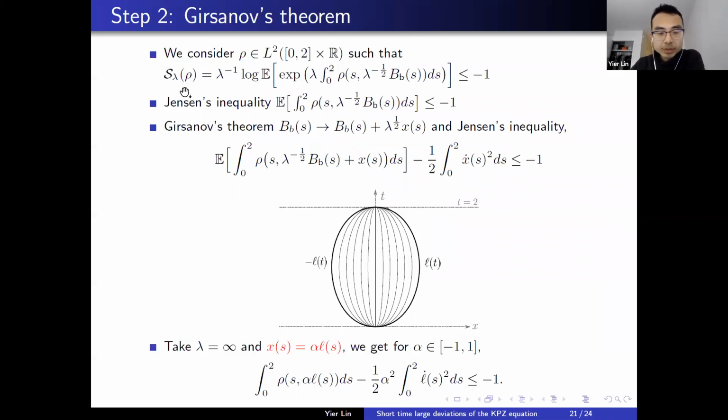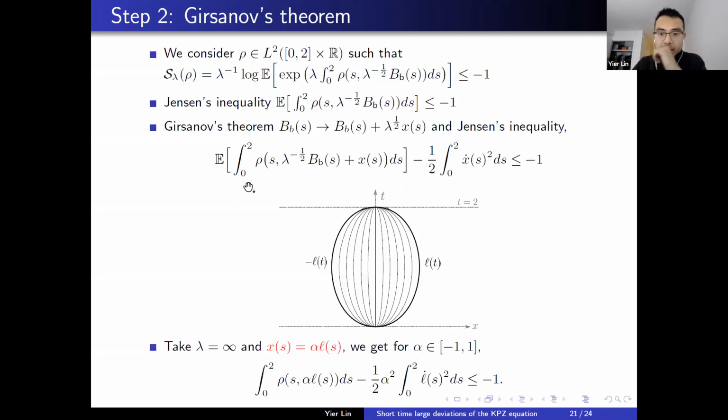Remember, you're trying to show that when rho satisfies a certain condition given here, and lambda is really big, the L2 norm of rho is lower bounded by the L2 norm of your optimized rho star. This is the thing you want to show. By a certain perturbation of the Brownian bridge, together with Jensen's inequality, this condition will imply a weaker condition given here. This corresponds to perturbing your Brownian motion to the typical value given by x, and then you apply Jensen's inequality.